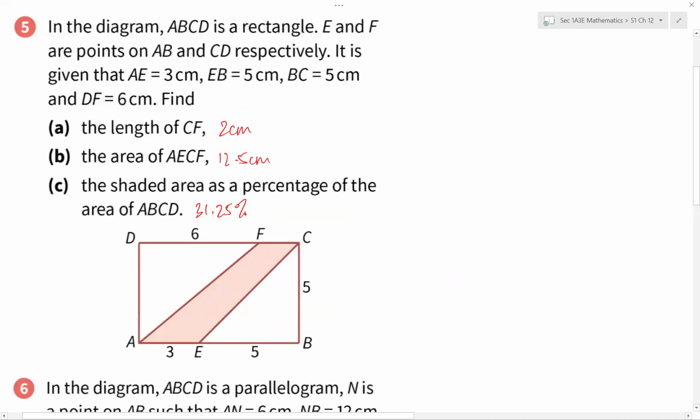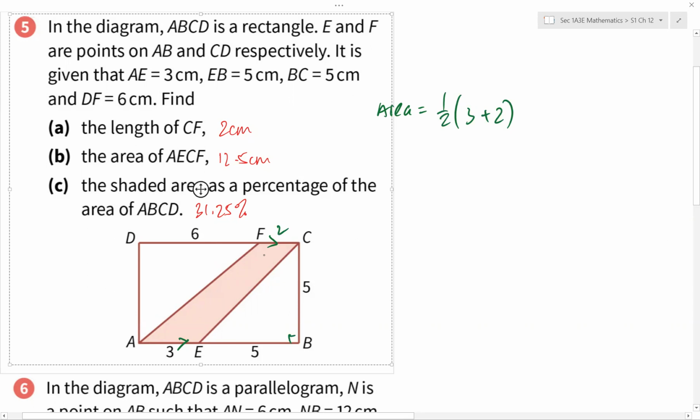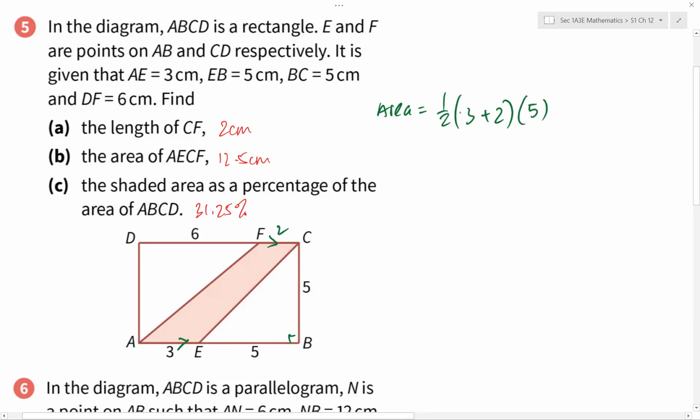We see there is a trapezium, because you've got parallel sides on opposite ends. So the area is simply half times the sum of the parallel sides, 3 plus 2, we found that it was 2 early on, times the perpendicular height. Because this is a rectangle, its perpendicular height is 5 cm. So 5 times 5, 25 divided by 2, 12.5 cm square.